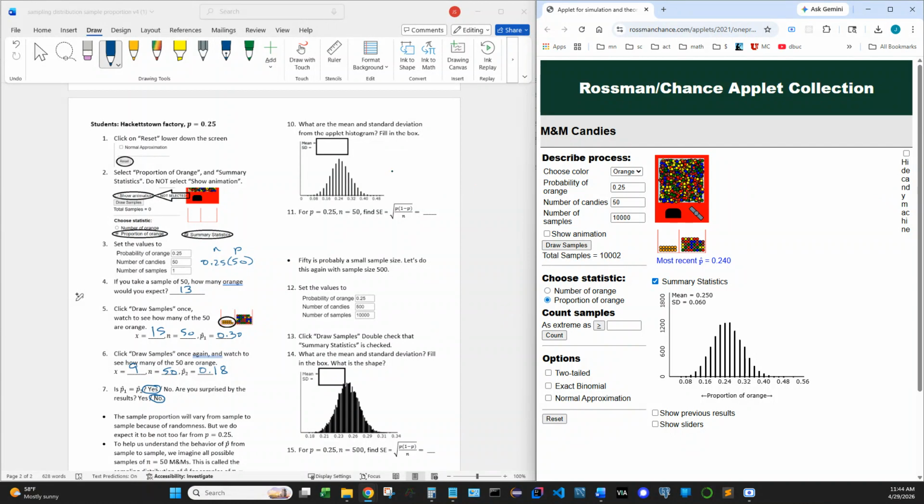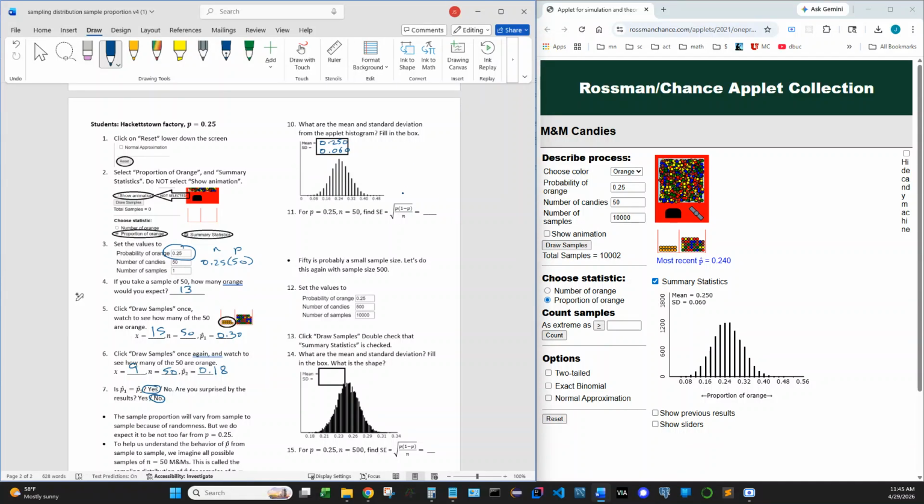So we have 0.25. We can see that right here from the website, 0.25. That's not surprising because it's 0.25, right? So if 25% of the M&Ms are orange, then we would expect the middle of the sampling distribution to be about 25%. What about the standard error? 0.060.